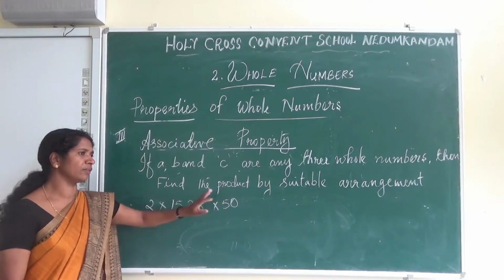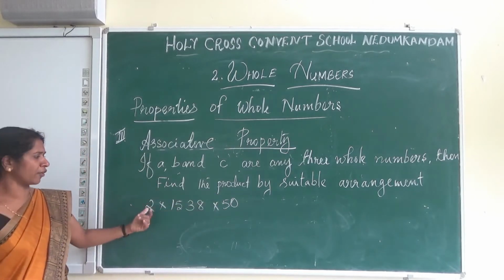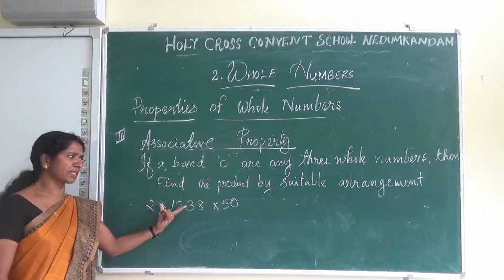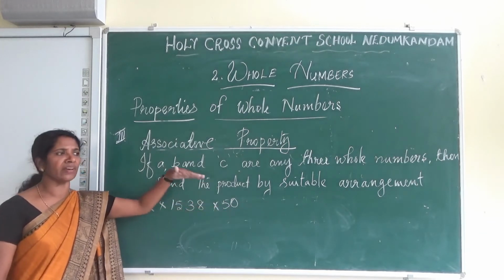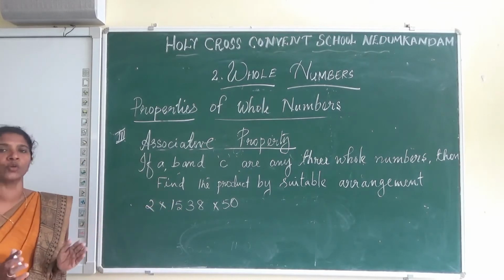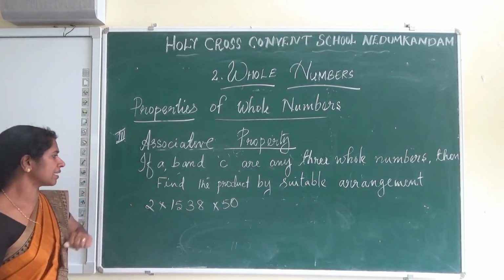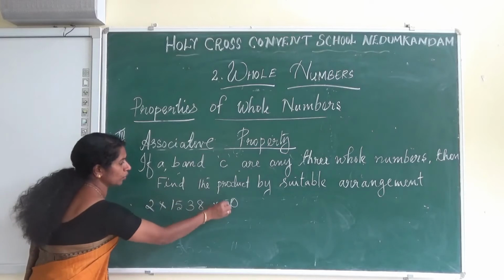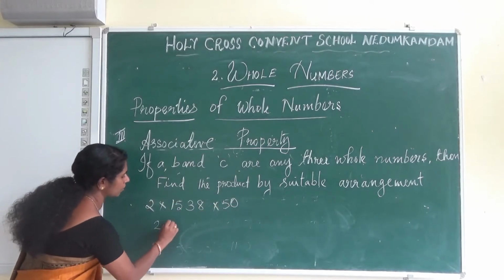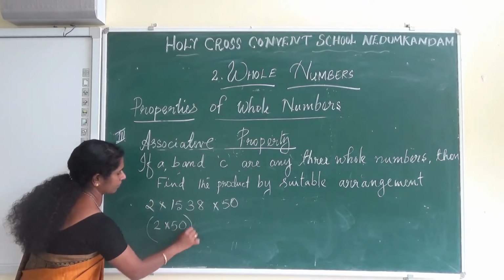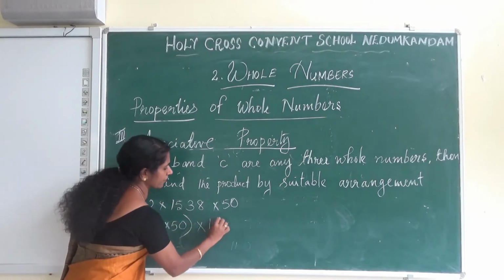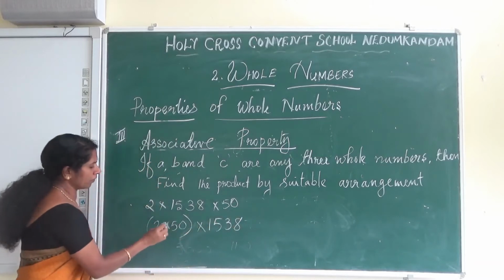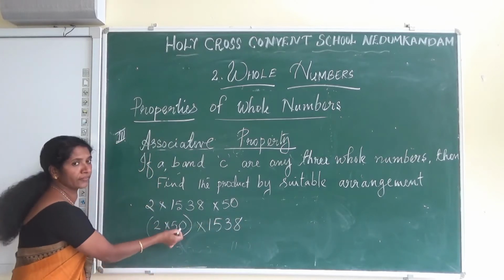In normal, what we are doing? We will multiply any two numbers with the product. We will multiply the remaining numbers. When we are applying the property, we have to group two numbers together. In this case, 2 into 50. First we have to group 2 into 50, into the remaining number 1538. We know that 2 into 50 or 50 into 2.